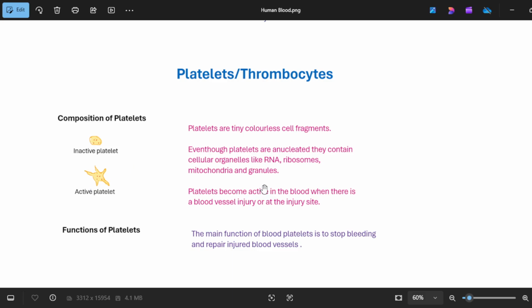Next, platelets become active only when there is an injury to the blood vessel or to any part of your body. So that's when they become this active structure. If you see here, they have some hand-like structures around them, which act as a sticky tape kind of thing on the injured side. It will go and stick on the injured side, closing the opening of that injury and forming a blood clot which will stop the bleeding. So the main function of platelets is to stop bleeding and to repair the injured tissue.